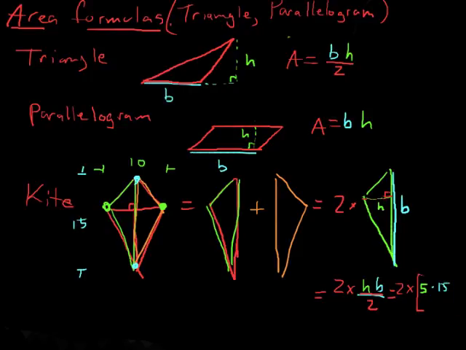Do we still divide by 2? Yeah, we divide by 2 because we're only finding the area of this triangle right here. So 5 times 15 is going to be 75. Times 2 divided by 2 is just 75. Equals 75, whatever units squared. Okay.